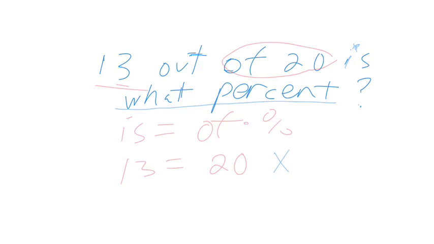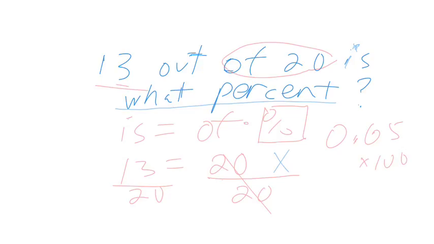Now to solve that equation, since 20 is being multiplied to x, we divide both sides by 20. But the thing is, when we do this, you're going to get a decimal. So when you type this in your calculator, 13 divided by 20, you get 0.65. Well, if you remember from the beginning of the lesson, when we're using the equation is equals of times percent, we have to make it a decimal if we're given it in a problem. So we actually have the decimal. So to make this a percent, we just have to times it by 100. And we get 65%. So that's the way you can solve it using equations.